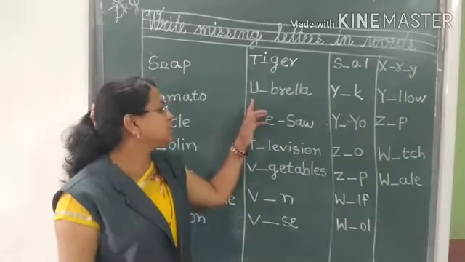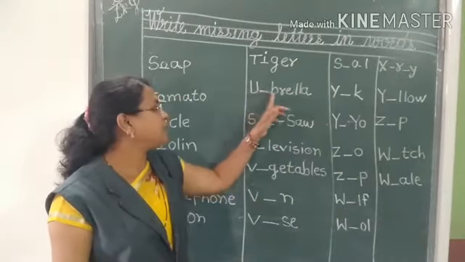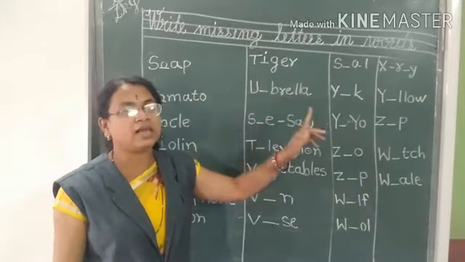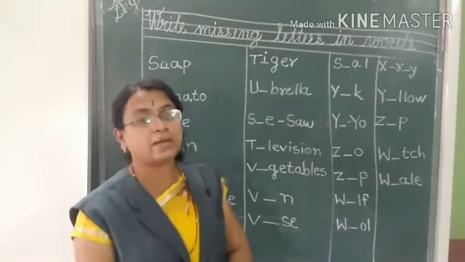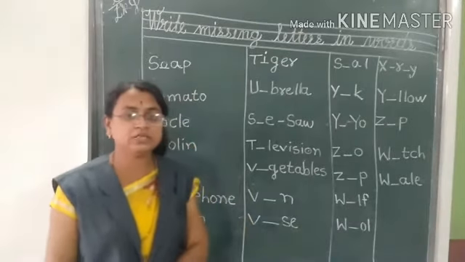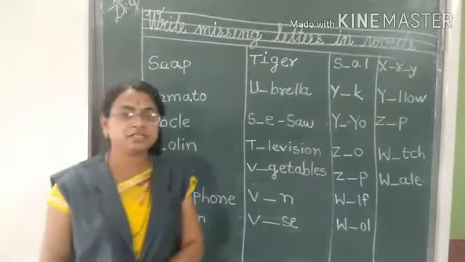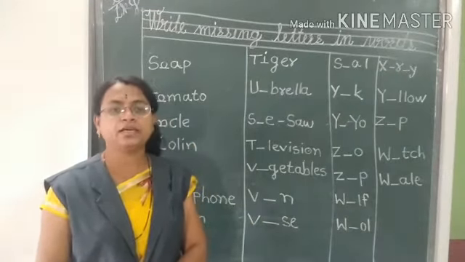Okay. Read the next spelling. U dash B R E L L A. This spelling is umbrella spelling. So tell me the umbrella spelling. U M B R E L L A.